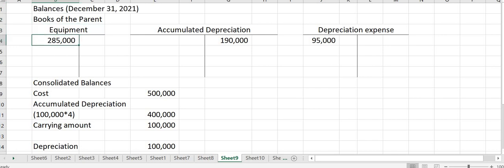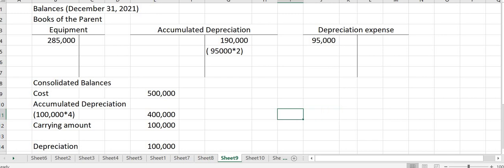So still, in the books of the parent, the cost is 285,000. And then, yung accumulated depreciation natin, in the books of the parent is actually 190,000. This is actually, di ba, 95,000 times 2. Kasi second year na siya after the acquisition of the equipment. Sale of the equipment to the parent. And then, yung depreciation expense natin is actually 95,000. So every year, the buying affiliate, or in this case, the parent, mag-record depreciation for 95,000.